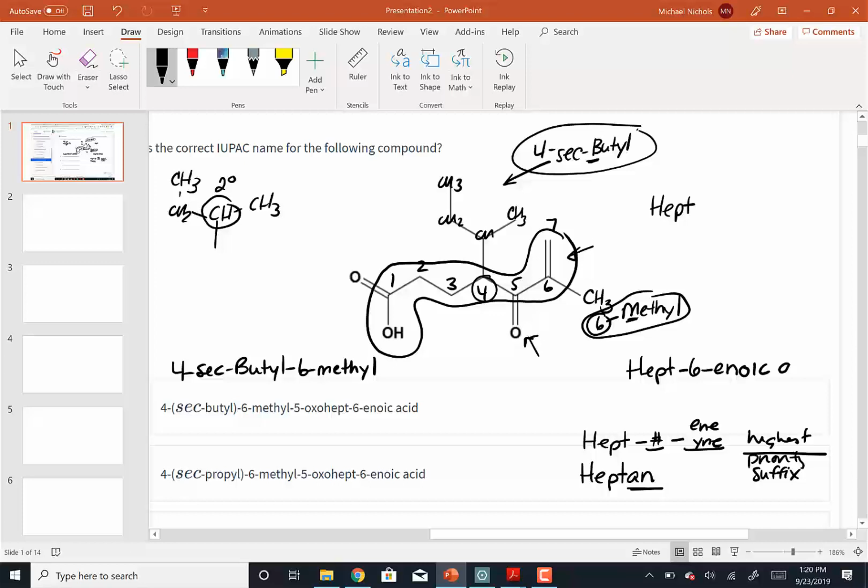6-enoic acid. Now you might say, do we have to put the 1 in to indicate that the carboxylic acid is at carbon 1? If you do, that's fine as far as I'm concerned. But the convention is that the carboxylic acid or the aldehyde always has to be at the end of the chain. So it's understood that that group is number 1 always. That's why we can say hept-6-enoic acid, and we don't have to put the 1 in between the ene and the oic.